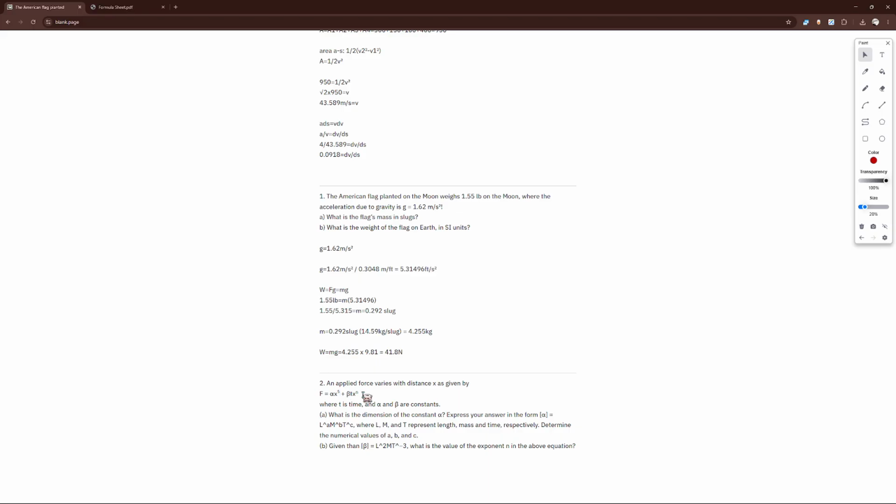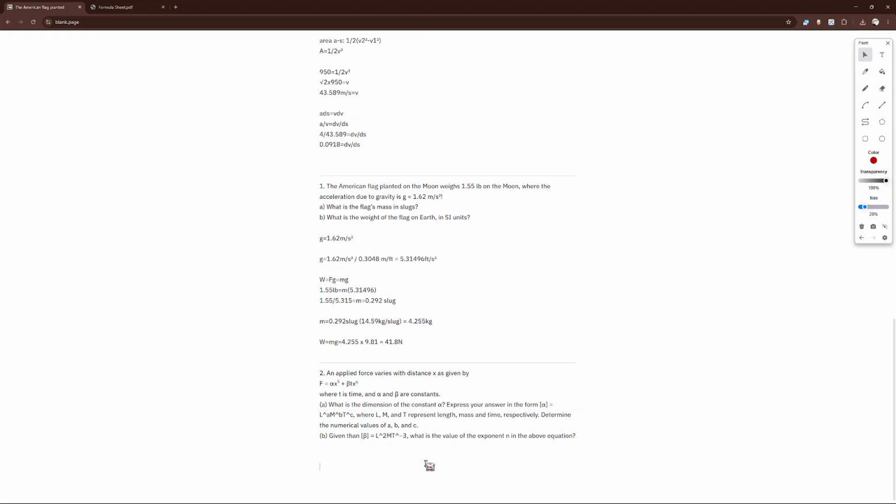To the power of 5 plus beta t x to the power of n. T is time, alpha and beta are constants. What is the dimension of the constant alpha? And this is dimensional homogeneity stuff and dimensional analysis.